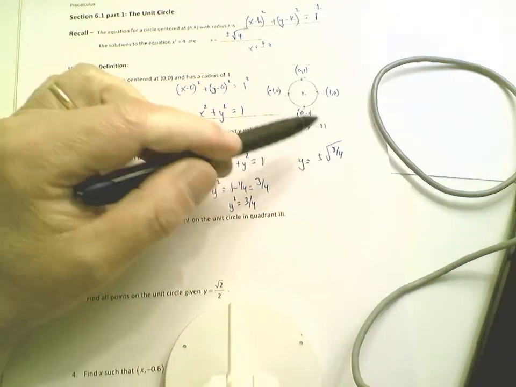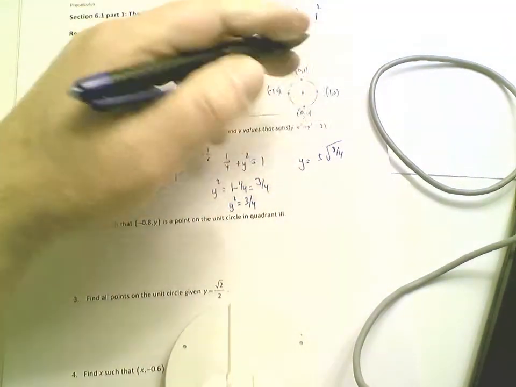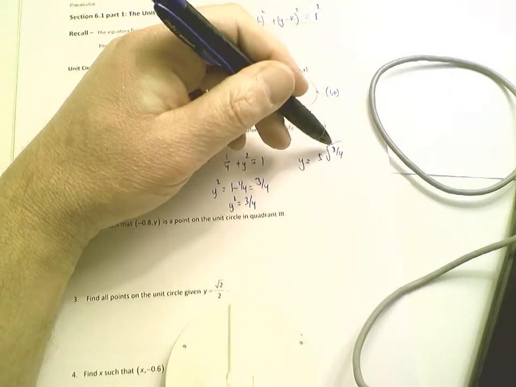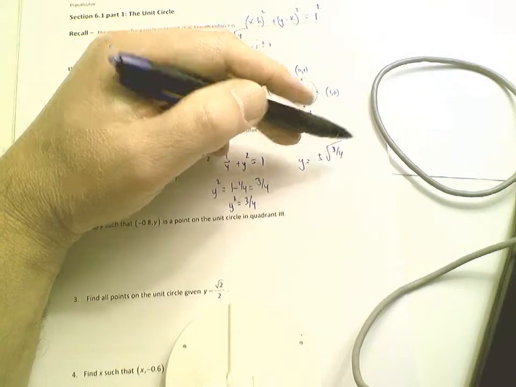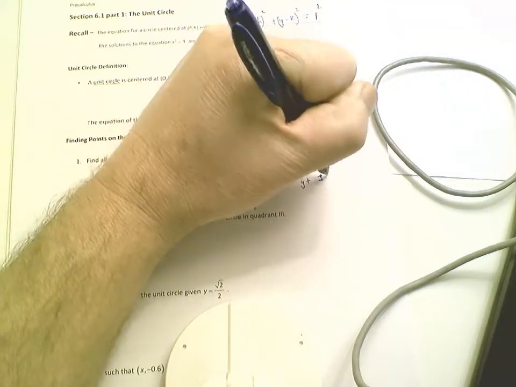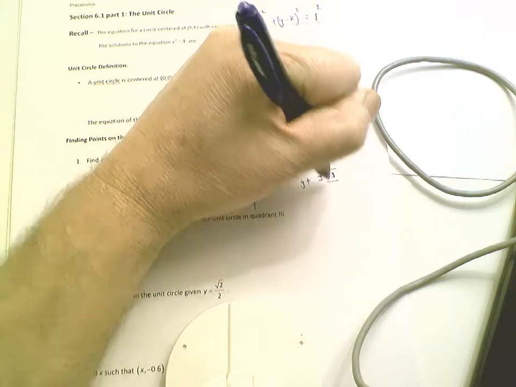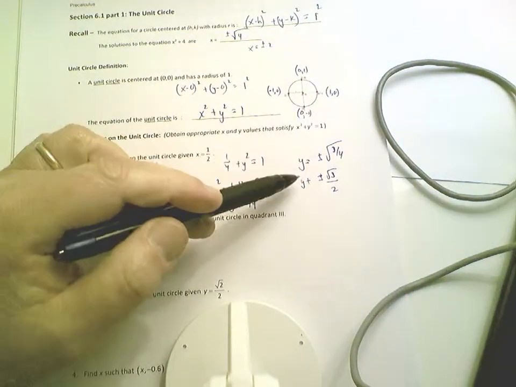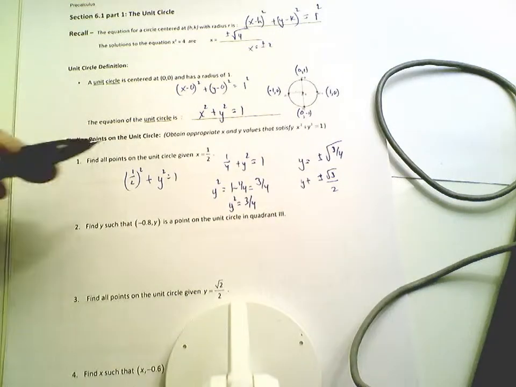Plus or minus square root of 3/4. Well, I can write this, remember, you can write: square root of a fraction is what? Square root of the numerator divided by square root of the denominator. Y equals plus or minus the square root of 3 over the square root of 4, which happens to be 2. Y is equal to plus or minus the square root of 3 over 2.